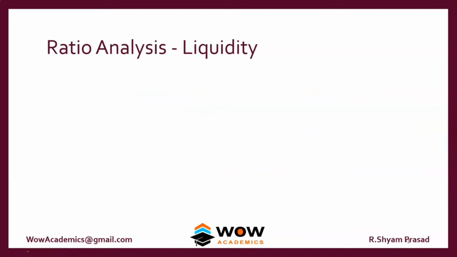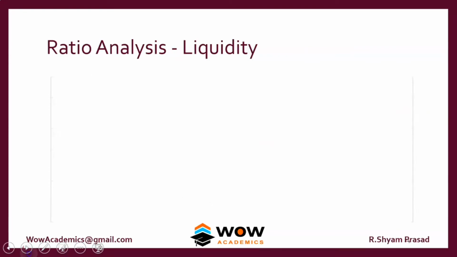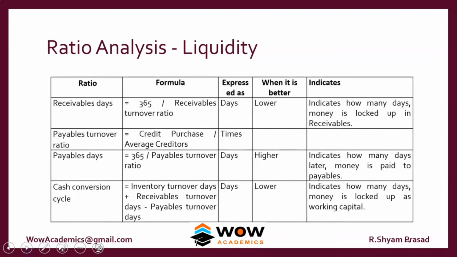So we look at the ratio analysis for liquidity. Current ratio is measured as a ratio. You have to compare it with others to find out if it's better or not. It indicates the short-term liquidity. Again, you have the quick ratio or acid test ratio. It's measured as a ratio. You compare with others. It indicates the very short-term liquidity position. So inventory days and receivable days and payable days we have already seen. We have also already seen the cash conversion cycle.